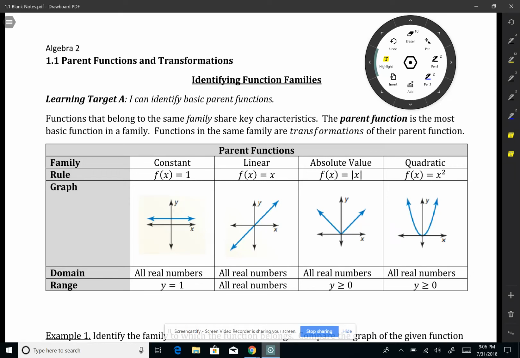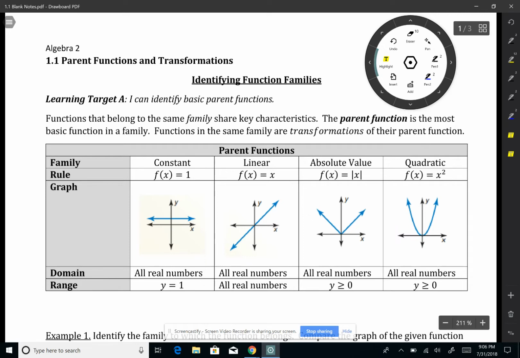Hey guys, welcome to section 1.1 called Parent Functions and Transformations. Today we're just going to start and dip our toes into transforming parent functions. We're first going to figure out what parent functions are. So our first learning target is I can identify basic parent functions.